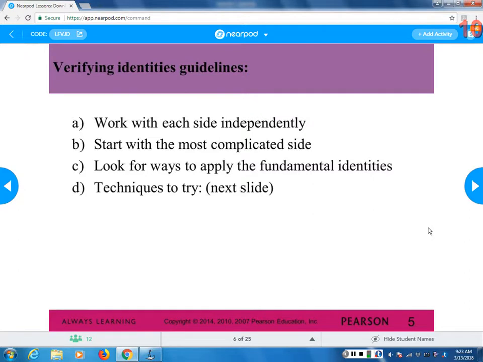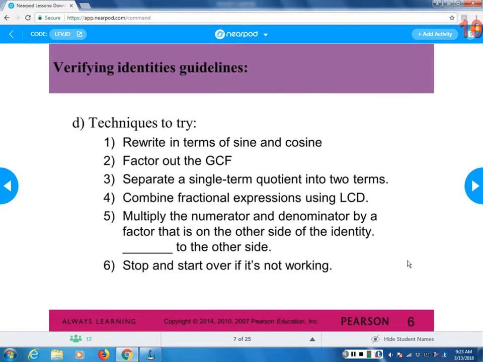Next slide. Rewrite in terms of sine and cosine. Factor out the greatest common factor. GCF is greatest common factor. Separate a single term quotient into two terms. Combine fractional expressions using the lowest common denominator. LCD means lowest common denominator. Multiply the numerator and the denominator by a factor that is on the other side of the identity.